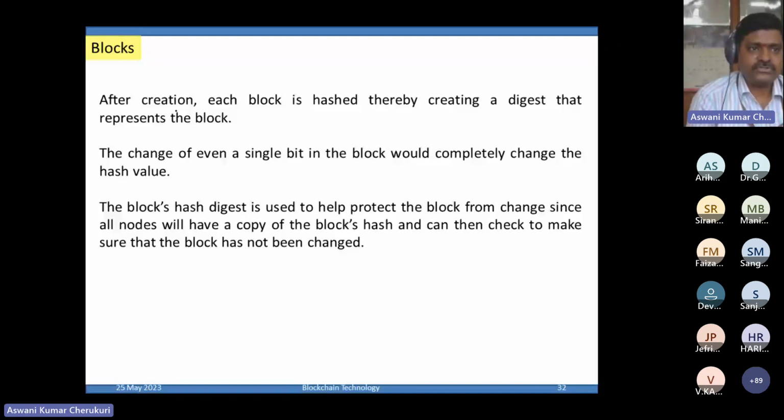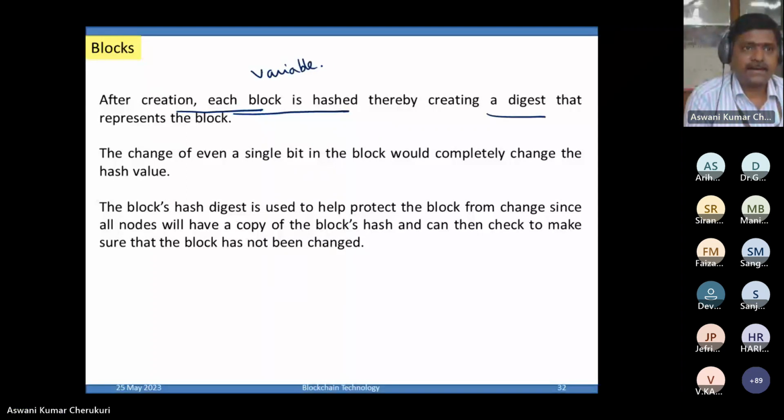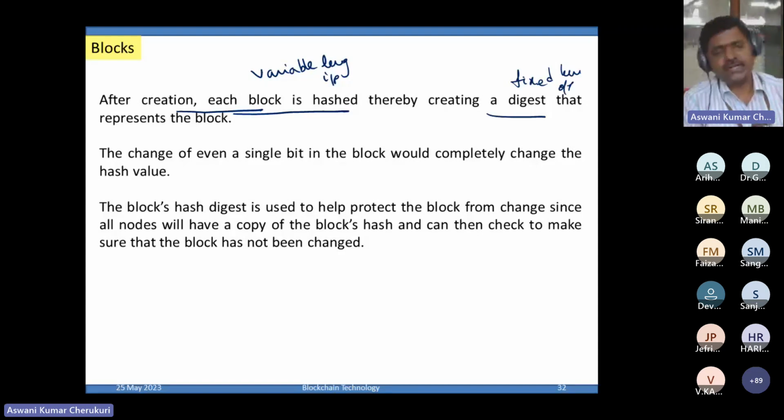So remember, once you have a block, it is not that you just store that block; it is getting hashed. This is where the hashes we discussed come in. When you do any hash, what you get is the digest. This is a variable length input, and the digest is a fixed length output. So you can create any number of transactions, create a block with them, and once that is done, you create a digest out of it, right?